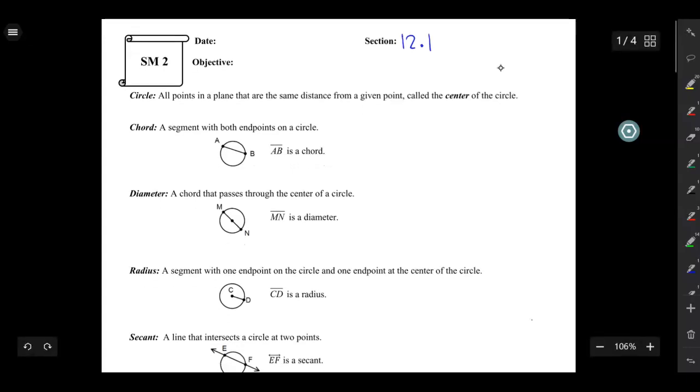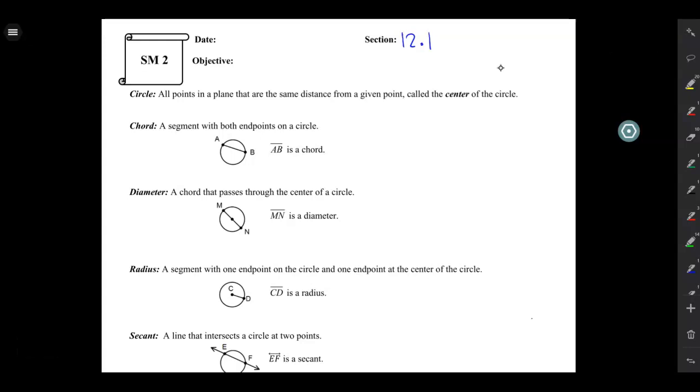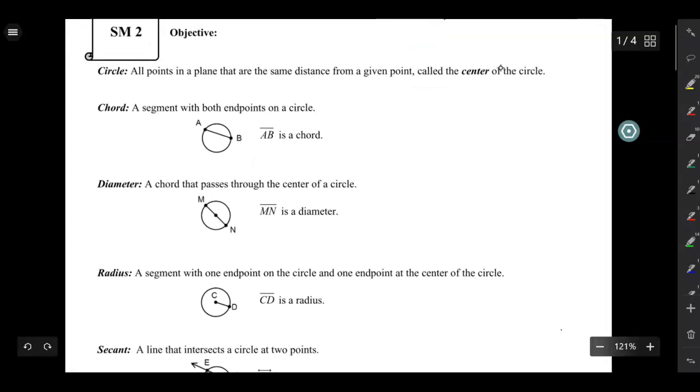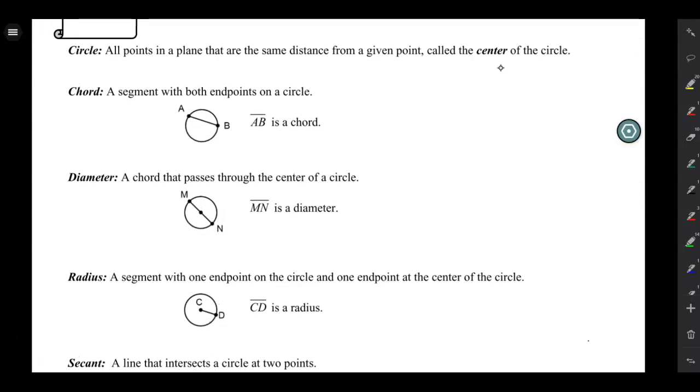Then all these other vocabulary words are going to be embedded within the idea of what a circle is. So the first thing is a chord. A chord is a segment that has both endpoints on the circle. So if you're looking at this example that I have drawn here, this line AB, this segment is a chord because both A and B lie on the outside of the circle.